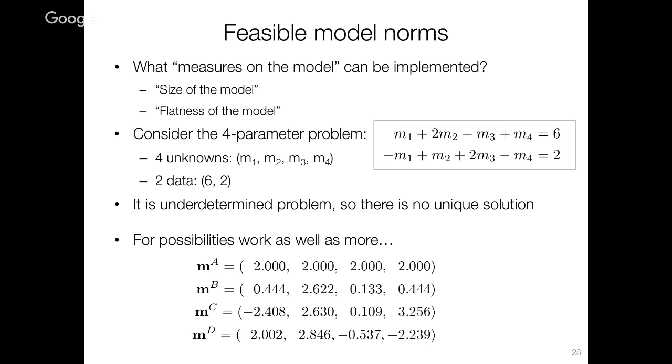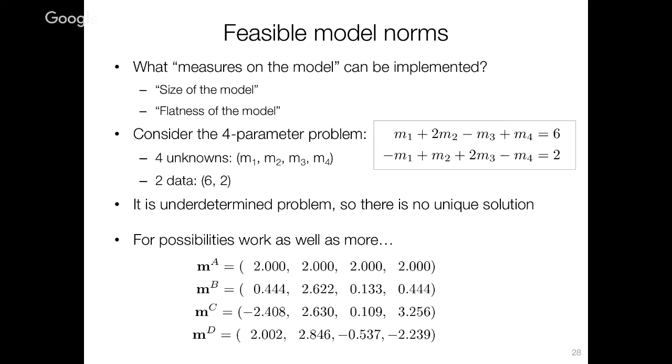So let's look at an example that is a bit more complicated. It's a 4-parameter problem. We've got M1 through M4, and I've got 2 data. This combination gives 6. This combination gives 2. So we've got 4 unknowns and 2 data. So there are non-unique solutions, right? And here are 4 solutions. There's one that's just a constant, and then there are these other ones.